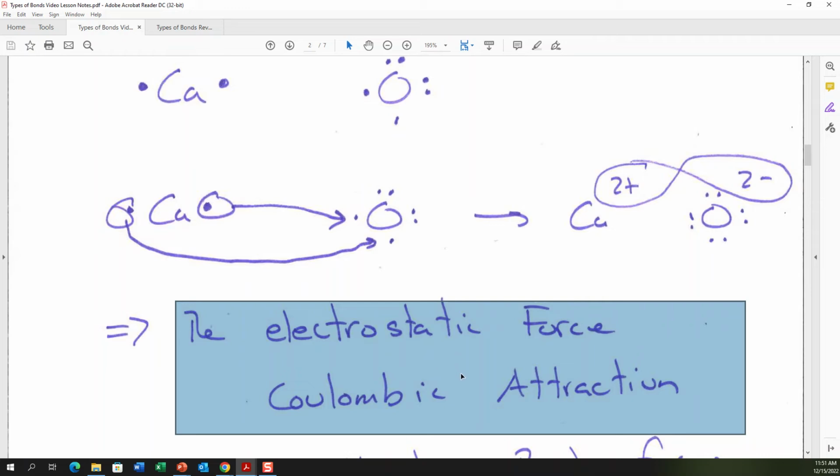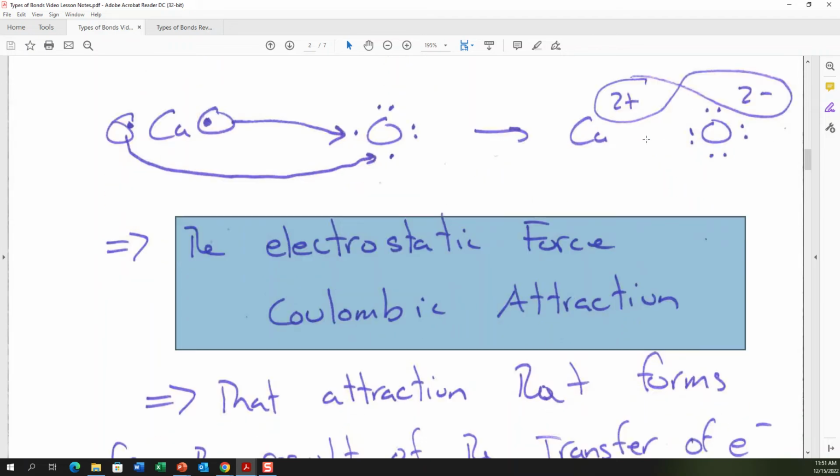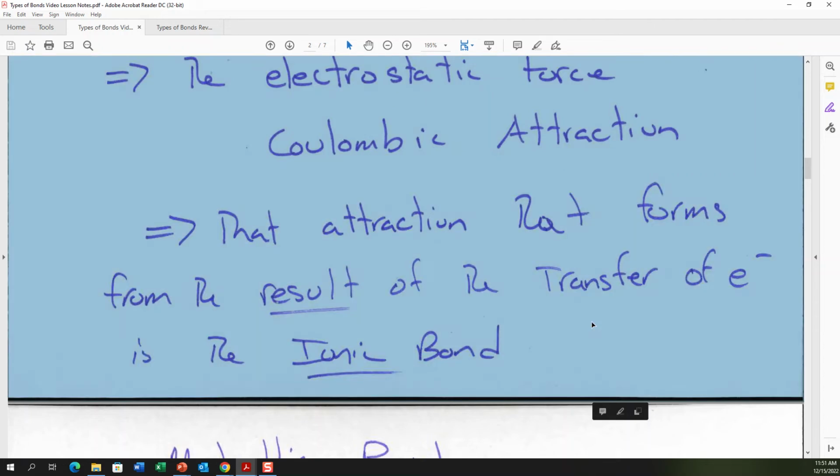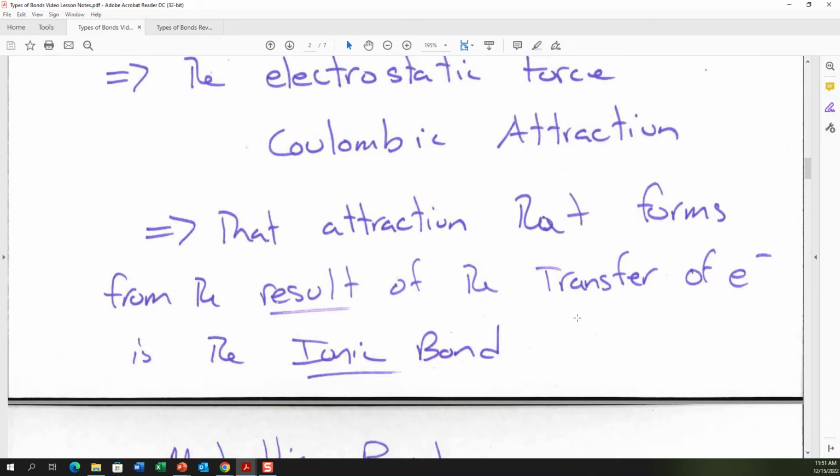Positive ion and a negative ion attracted to each other, bonded to each other because they transferred electrons from one thing to another. And after the transfer occurs, now something's positive, something's negative, and they're attracted to each other through opposite charges. Okay? So the attraction that forms from the result of the transfer of electrons, that's what the ionic bond is. But a lot of times we'll simplify it and just say, hey, ionic is transfer or exchange electrons, and covalent means share. Okay?